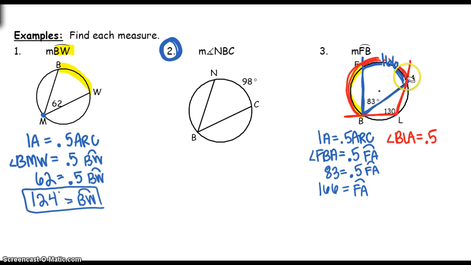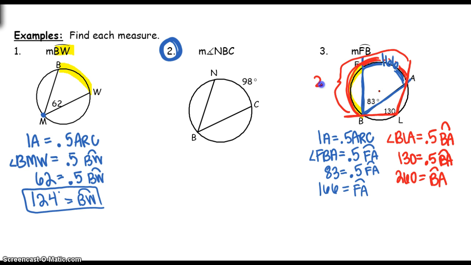Well, the red arc here starts here, and that mouth eats all of this. Look at that mouth. Chomp. So it goes from B to A, the whole thing. So we know that angle BLA is 130 degrees, and that equals half of arc BA. Well, if we divide both sides by 0.5, we get 260 degrees equals arc BA. So we know that this whole red area right here is 260, but we want to find the yellow.